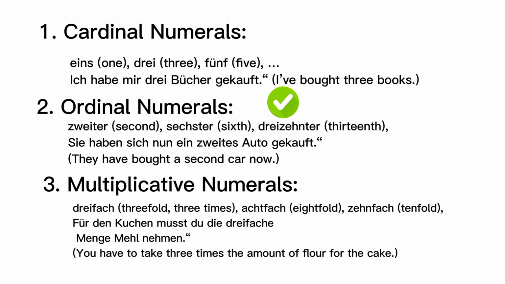Secondly, we have ordinal numerals. In ordinal numerals, we speak numbers like second, third, fourth, fifth, sixth, etc. In the example, we can see that they have bought a second car now. So, second is an ordinal numeral.